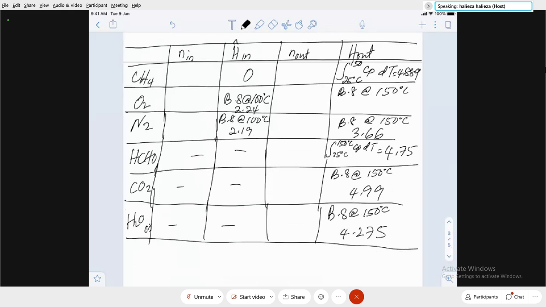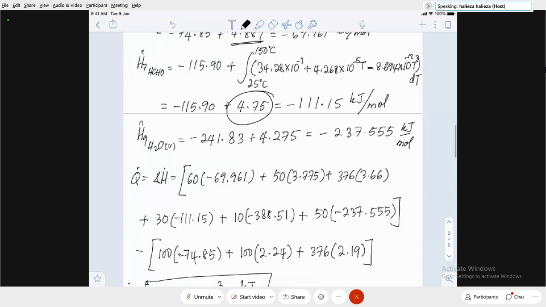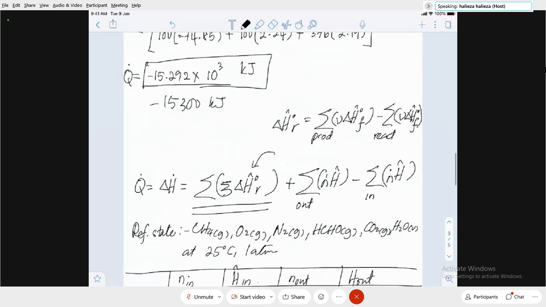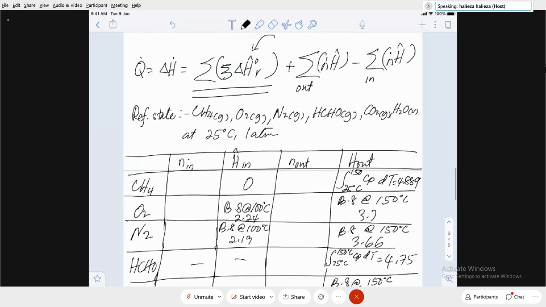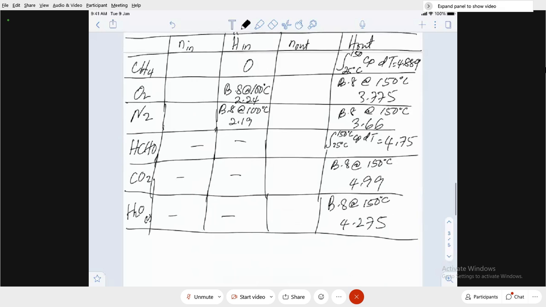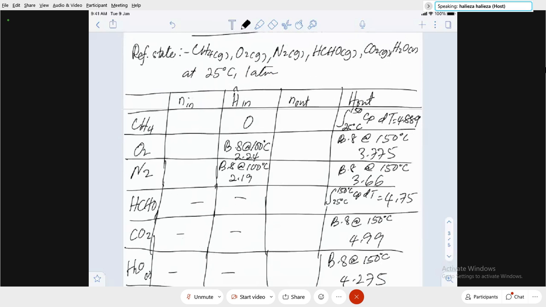Everything is there except for oxygen. Oxygen at 150, 3.775. Yeah, you got that enthalpy done. Everything is done there, and your enthalpy over here is also done. The amount of mole, you should get the same amount of mole. That's 100, that's 100, that's 376. That's 60, that's 50, 376. That's 30, 10 and 50.